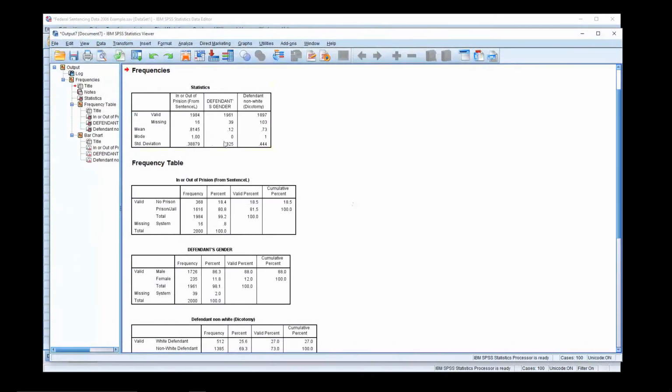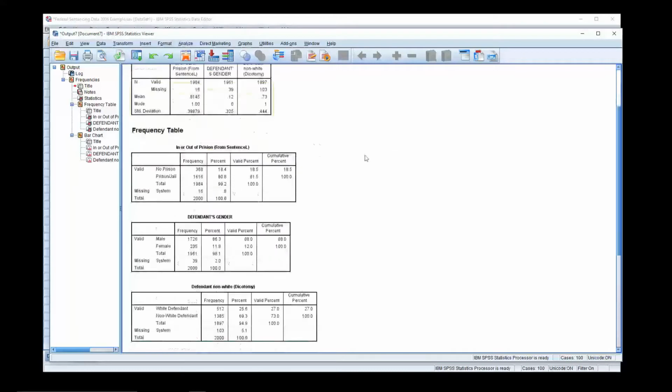Let's take a look at the information. So this is the overall information, right? So the mean and the mode. What's the most common value? 1 is most likely to be sentenced to prison, 0 being men are most prevalent in the sample, and 1 being non-white defendants. 73% of the data set is non-white, 12% of the data set is female, and 81% has been sentenced to prison.